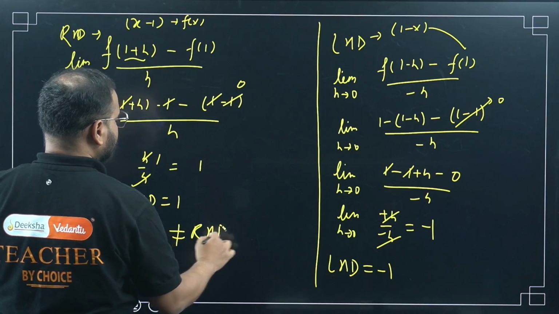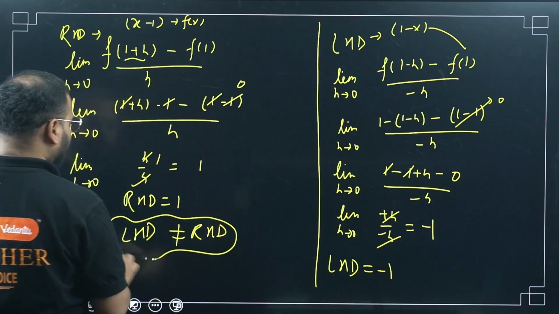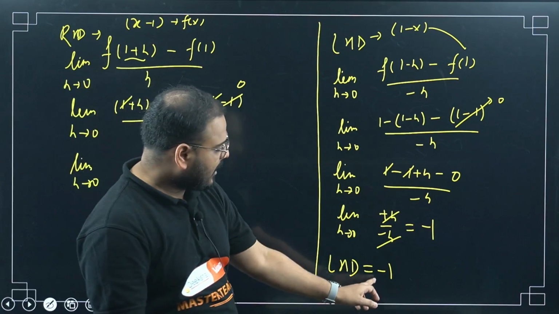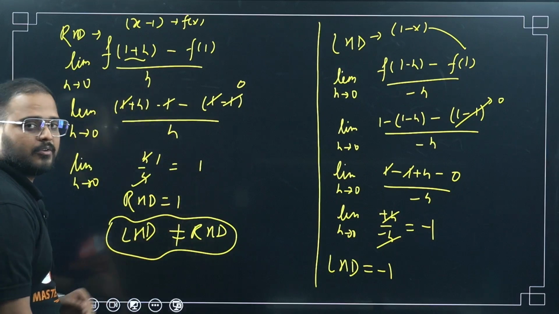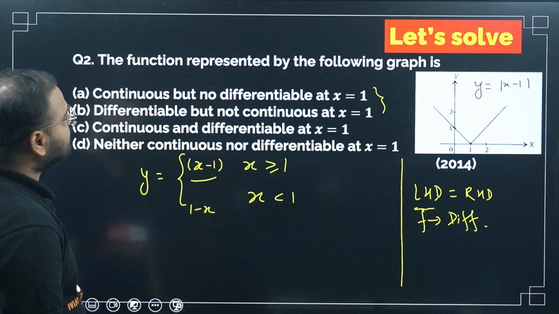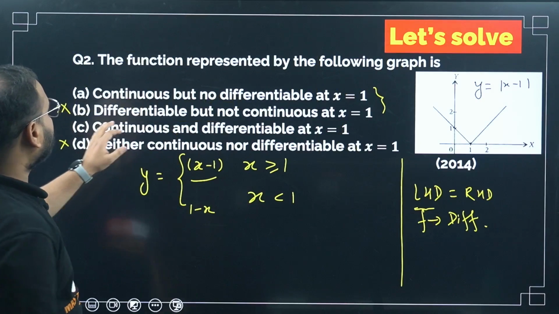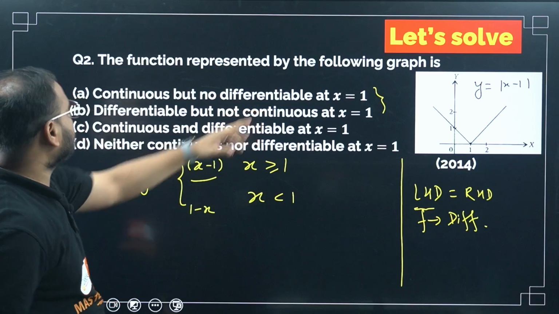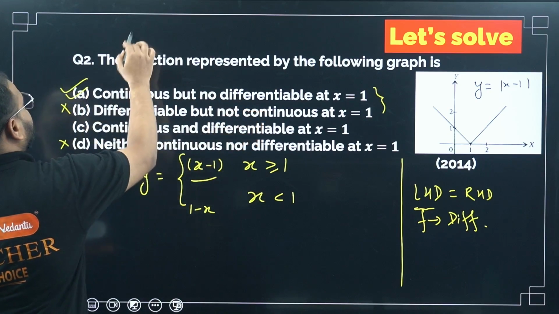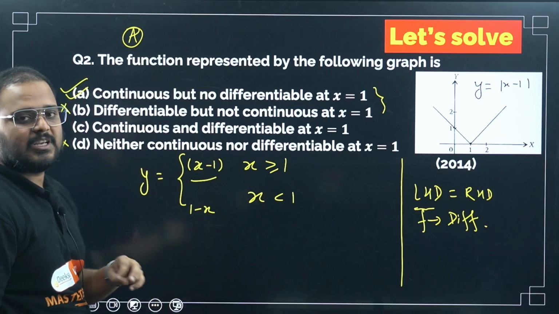How, sir? LHD was coming as negative of 1. Please check. LHD was negative of 1, RHD is 1. Not equal. It means which option is correct? Continuous but not differentiable. That is option A. Option A is my correct answer.